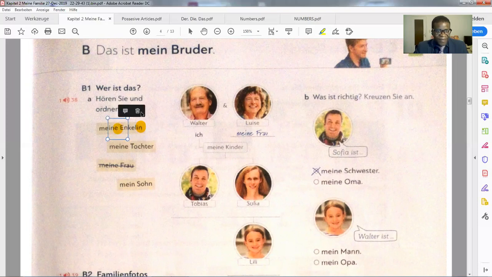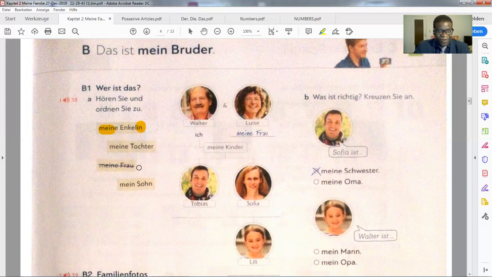Okay. Come on, let's do this. So it's going to be Enkel. Grandson is Enkel. Granddaughter, Enkelin. So for Enkel, you're going to just use mein without the E. Mein Enkel. Awesome. Because son is there. Masculine. Enkelin, daughter. Okay?